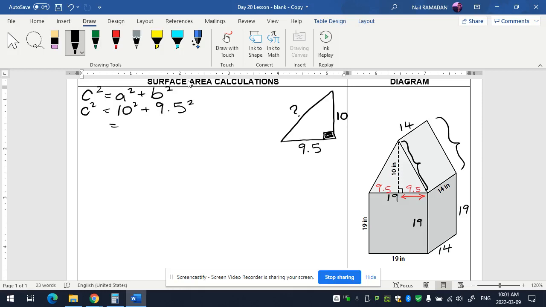How much is 10 squared? 10 times 10. 100 indeed. How much is 9.5 squared? That would be 90.25.